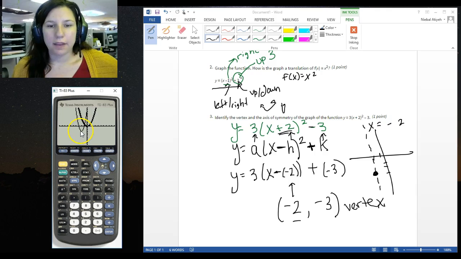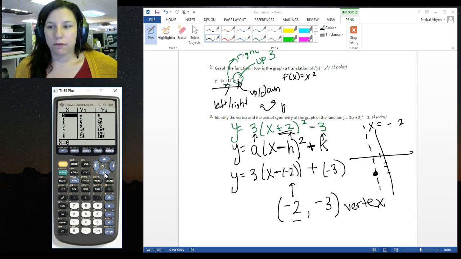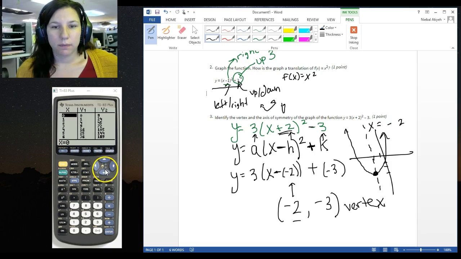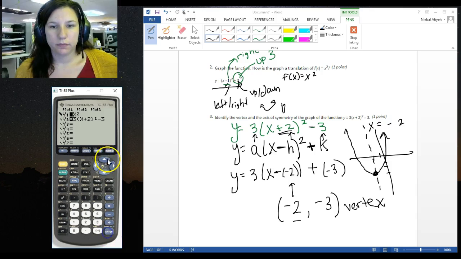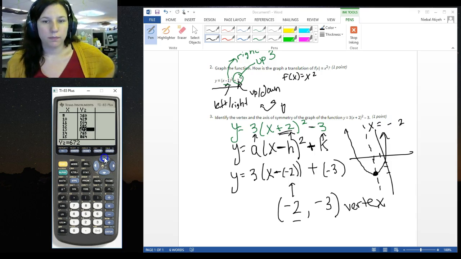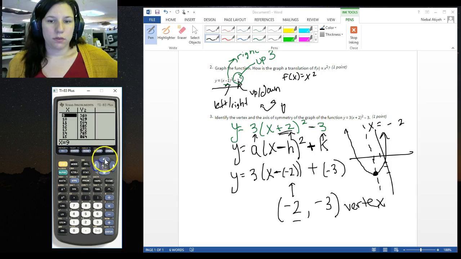There we go. And then if you wanted to find the vertex, you can look at the table. For this one, the vertex is always going to be your maximum or your minimum. So if you're looking at your table and you want to know what your vertex is, let's turn the first equation off. Okay, if I want to know what the vertex is, notice these numbers just keep getting bigger and bigger and bigger. So I'm looking for the minimum, where it gets lowest and then starts going back up.